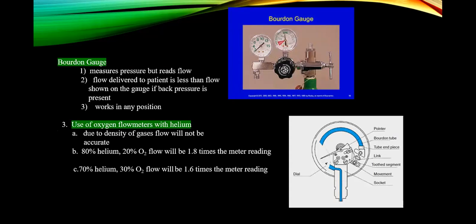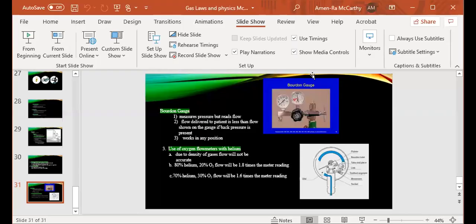Heliox. Sometimes we use helium and oxygen. Here's those things here: with an 80% to 20% mix, the flow will actually be one times higher than the meter reading. If you're using a 70-30 mixture, then the flow can be 1.6 times the meter reading. All right. And that does it for that one. All right, moving right along.